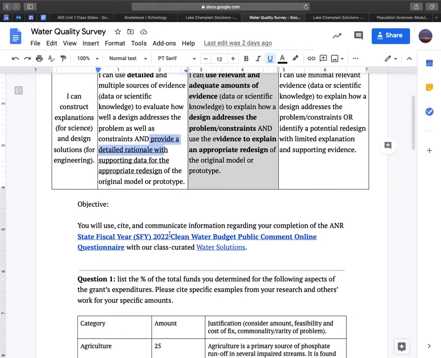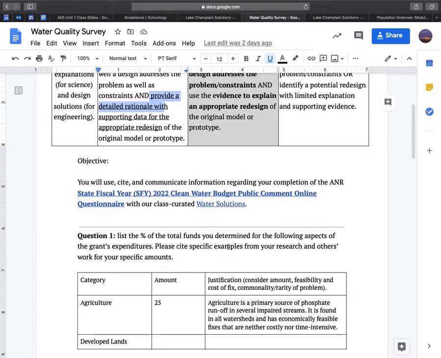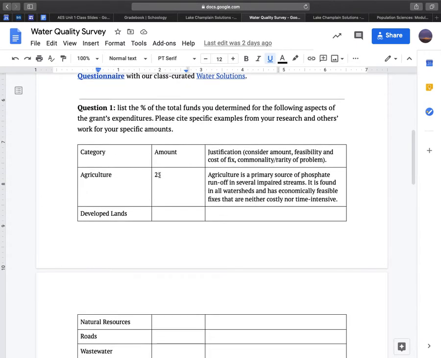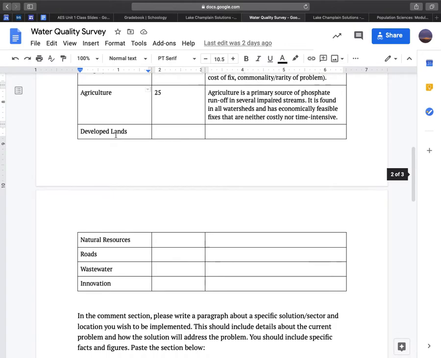Now the survey is here. You can also find the Jamboards here. The first table is going to be having you propose specific amounts that add up to 100 in terms of how you're going to spend money for agriculture, developed lands, natural resources, and so forth.